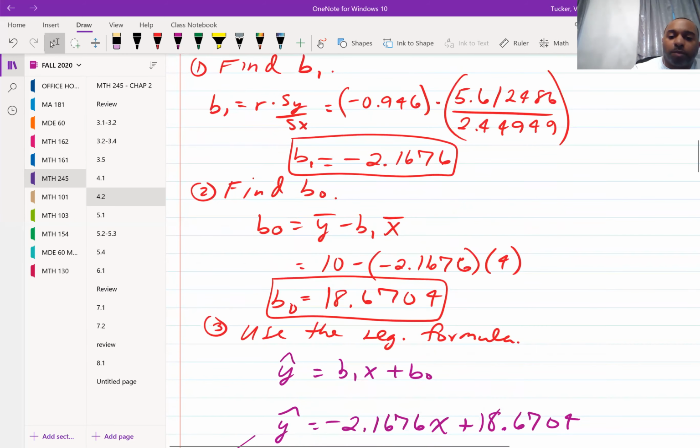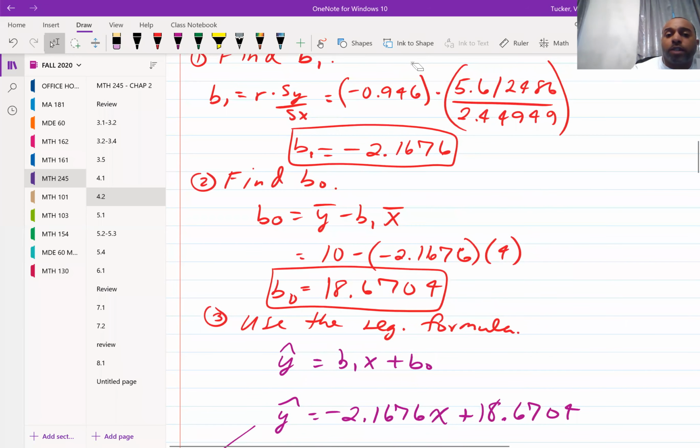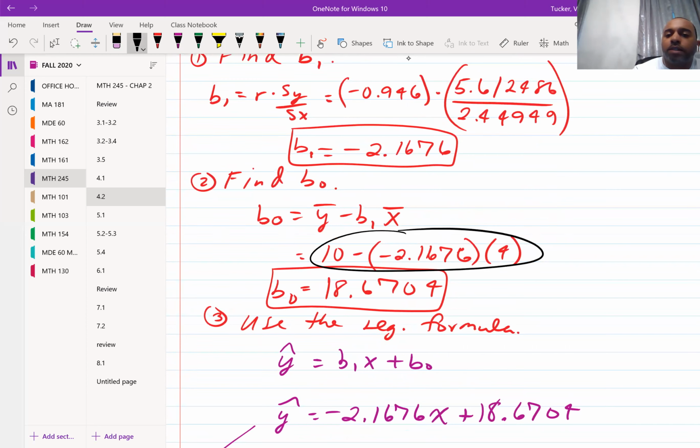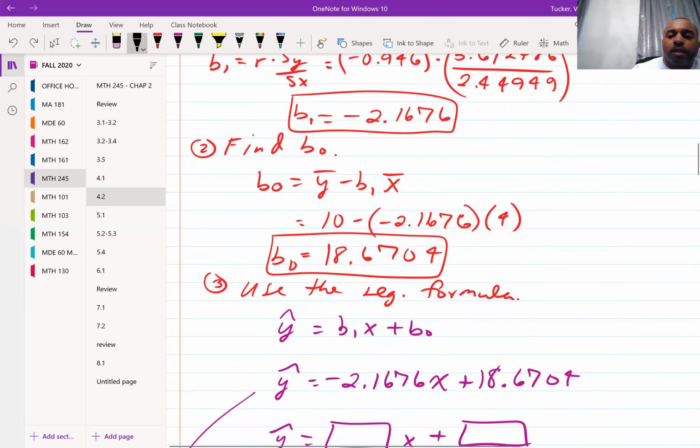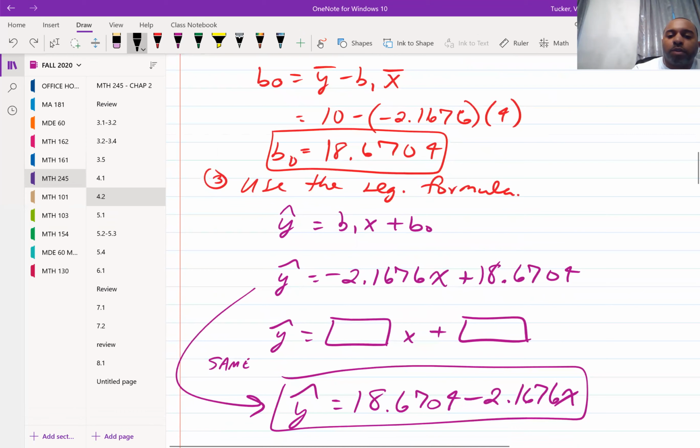And then the third step is to go ahead and plug them in. So you notice after we found b1, we found b0: 10 minus negative 2.1676 times 4. That gave us 18.67404. Make sure you don't lose a negative right there because, of course, that matters. And plug them into the formula.